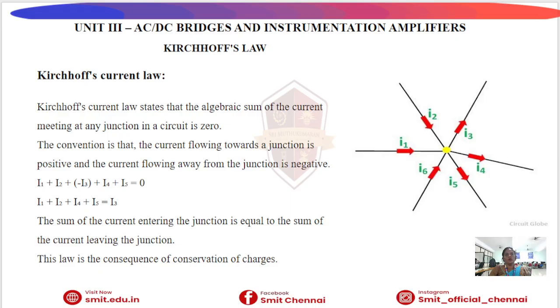equal to 0. We can rearrange this equation, and we get I1 plus I2 plus I4 equal to I3. This means that the sum of currents entering the junction is equal to the sum of currents leaving the junction. In the diagram shown, several currents meet at a single node. Some currents are entering the node and some are leaving from the node. According to Kirchhoff's current law, the total of all incoming currents must be equal to the total of all outgoing currents.